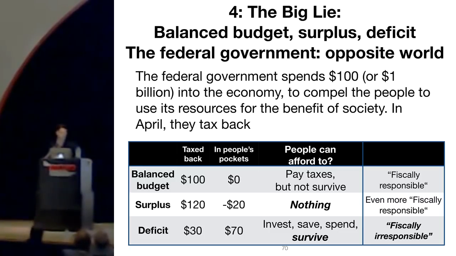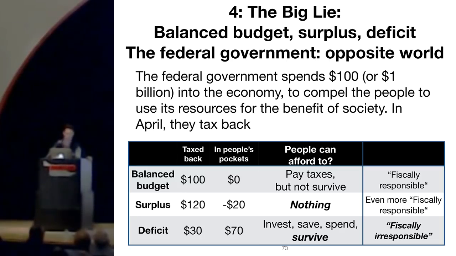A surplus. The government spends $100 into the economy, so the people do what benefits society. And in April, they tax back $120. What do the people have in their pockets? They have less than zero. They can't even pay back their taxes with the money that the government has given them, let alone survive. But this is what is called even more fiscally responsible.